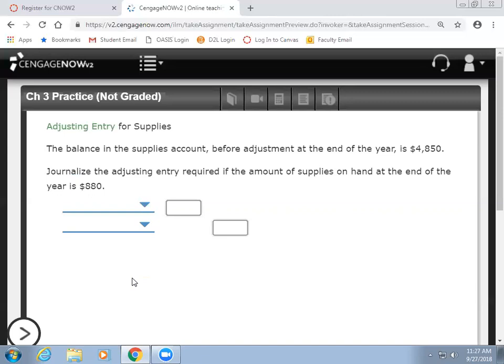We're going to look at supplies, which is an asset, so it increases on the debit side. Its balance before adjustment was $4,850. We did a physical count at the end of the year, which we typically do with inventory accounts like supplies, and we have $880 of supplies left. So our balance should be $880. How many supplies did I use in this period? Very good, 3,970.